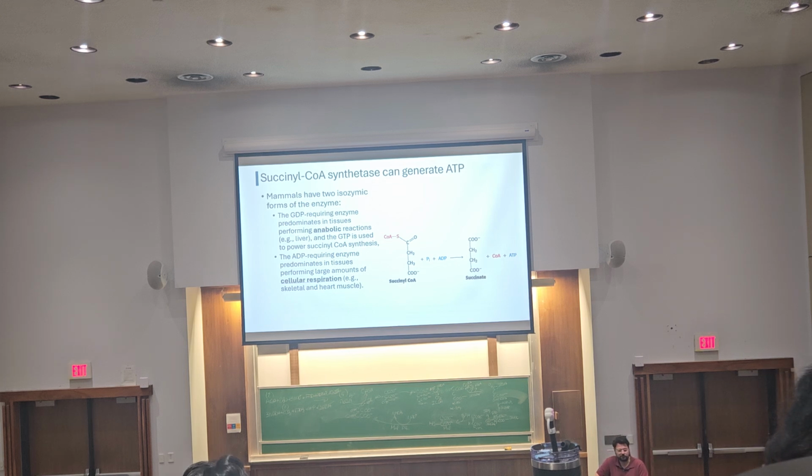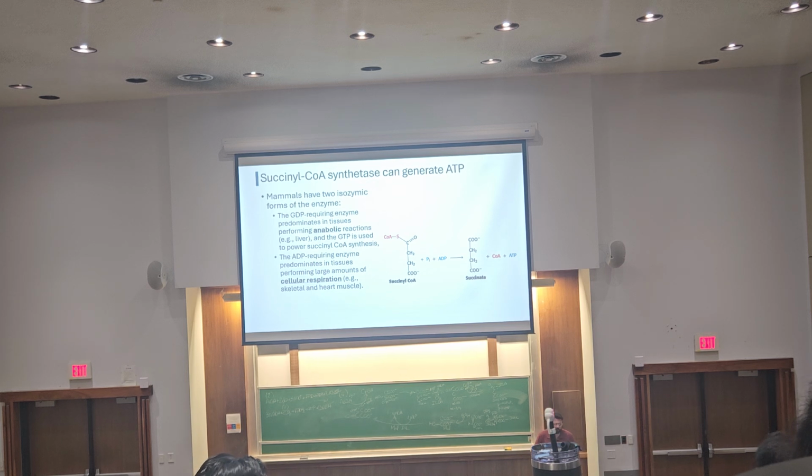Adipose tissue needs a source of GTP for synthesizing fatty acids or triglycerides, right? So in tissues that are performing a lot of anabolic processes, it is the liver isoform that predominates because it forms GTP. In other tissues that are performing cellular respiration, specifically in the skeletal or heart muscle, we need a lot of ATP for energy, right? For non-anabolic processes, well, they're going to express the muscle isoform of succinyl-CoA synthetase.